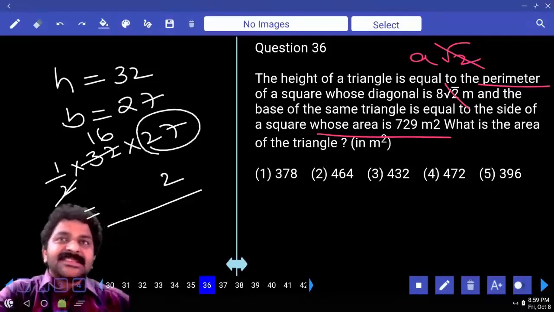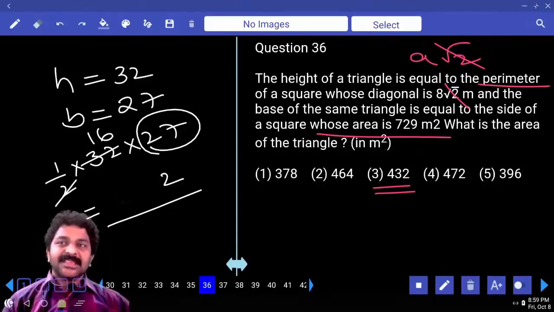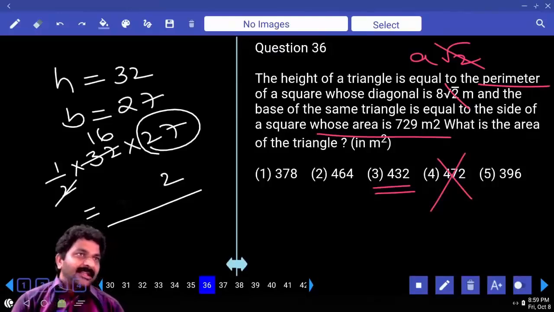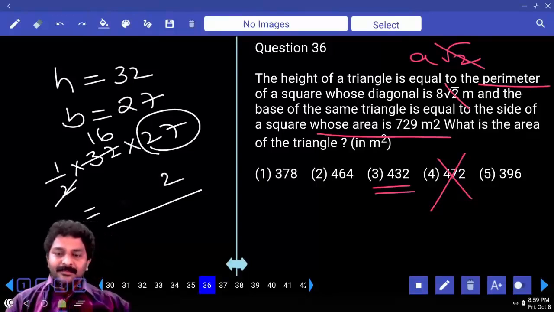Why is it interesting? Because it is a 9 multiple. Is your third option a 9 multiple? Yes or no? Yes. Is your fourth option a 9 multiple? Hence the third option is the final answer. First we verified the last digit. It ends with 2. 2 options are there. By using the 9 multiplication rule we eliminated one of the options. Okay.